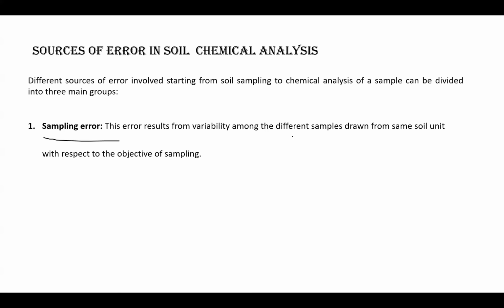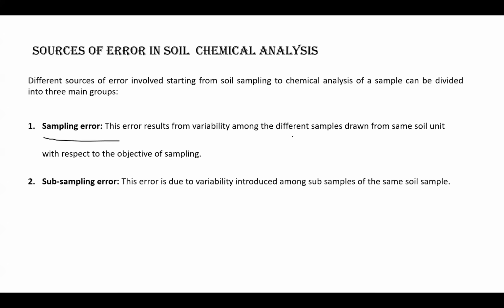Initially, we are going to collect the soil sample in the field from the same soil unit. Instead of collecting at 15 centimeters depth, we may collect at 10 centimeters, or we may collect from a wrong location. We may collect from irrigation channels, or in shady areas, or nearby the pump sets. So these are the sampling errors.